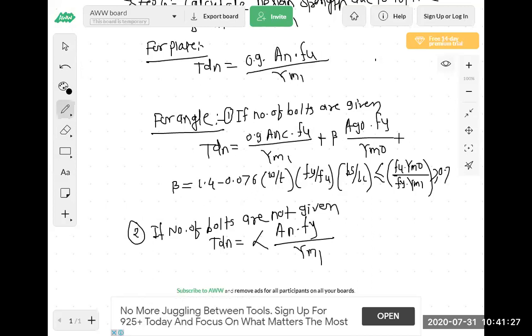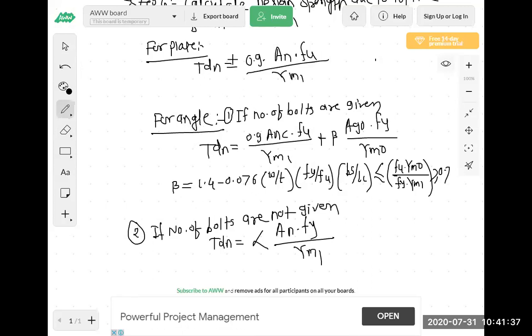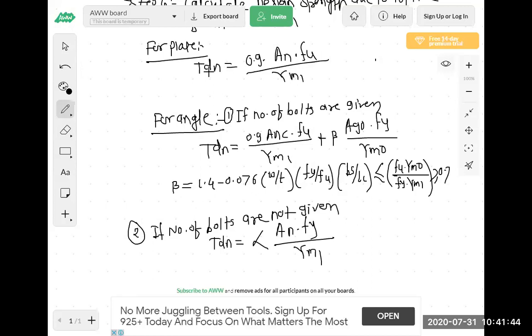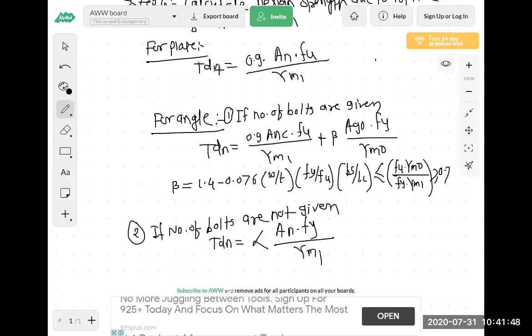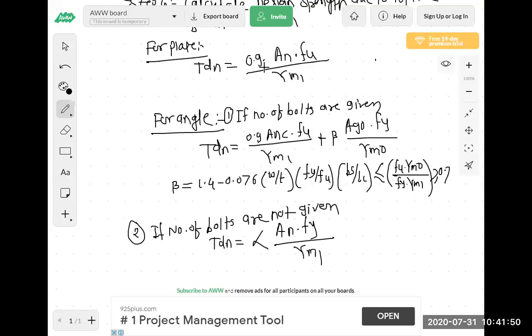See, the very important step is step number 4 here. Design strength due to rupture of critical section. So if plate is there, we have to use this formula TDN. Net, N is the net. Critical section means the net section. So design strength due to rupture of net section. This formula is 0.9 An Fu divided by gamma m1 for plate.